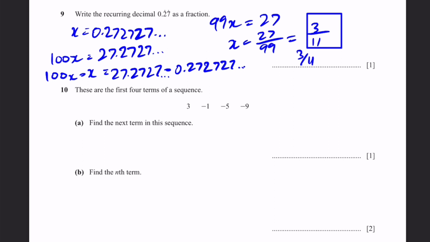Question 10. These are the first 4 terms of a sequence: 3, minus 1, minus 5, minus 9. A. Find the next term in the sequence. The term-to-term rule is minus 4. So the next one is minus 9 minus 4, which is minus 13. B. Find the nth term.